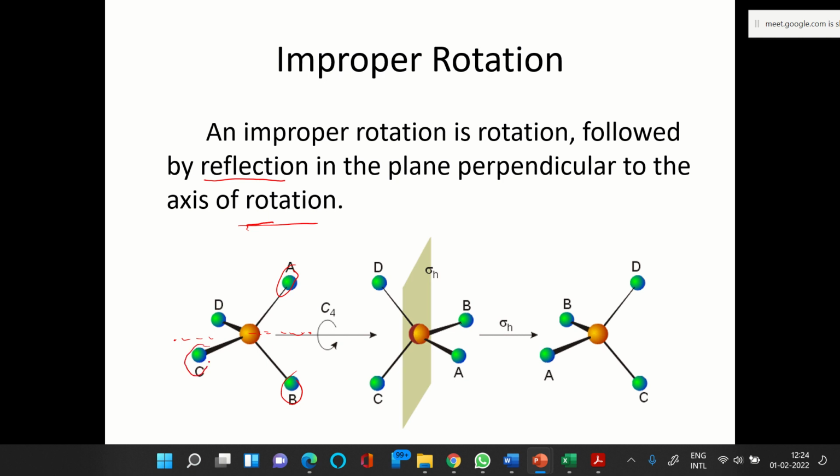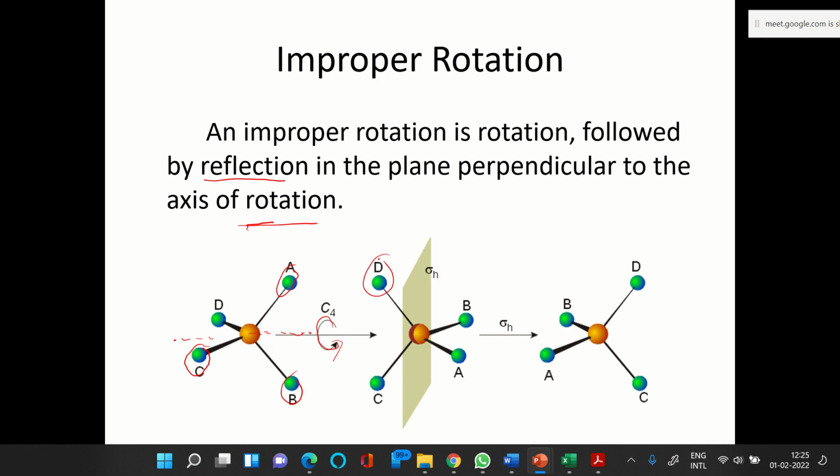C is in the front, D is behind the plane, behind the screen, right? So behind the screen is D, front is C. So 90 degree in this way, the way we have considered, D will come in the plane, C will also come in the plane, because from behind the screen D will come into the plane of the screen, and C from the front of the screen will also come into the plane.